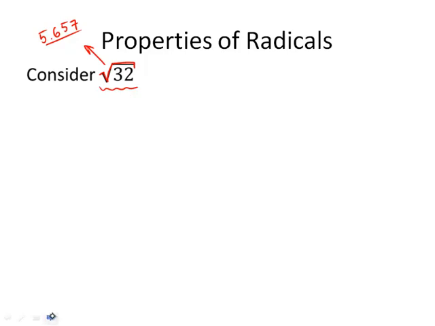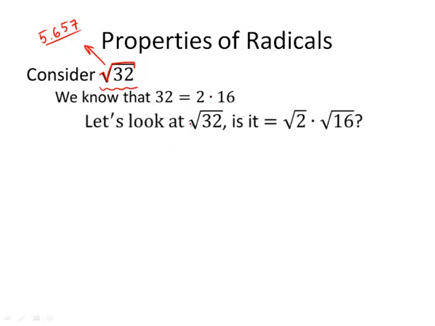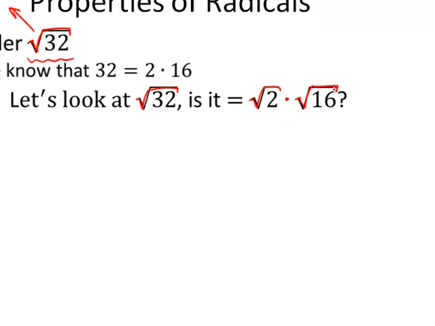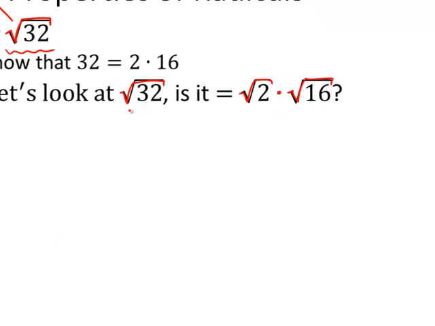So consider 32. 32 is actually made up of 2 times 16. Now, can we consider taking the root of 2 and the root of 16 and multiplying them? So the question is, can we split the root over a multiplication statement? Well, let's see. Root 32 is approximately 5.657. Root 2 is approximately 1.414. And root 16 is exactly 4.